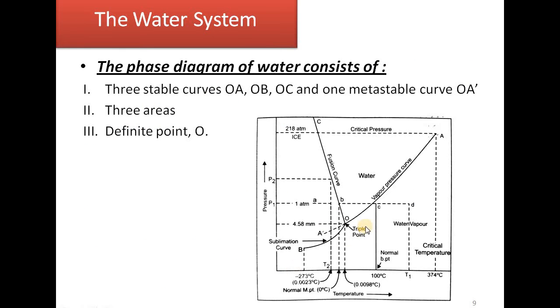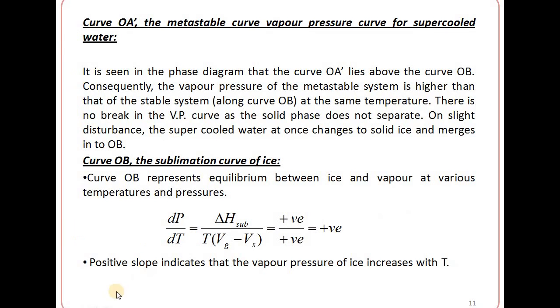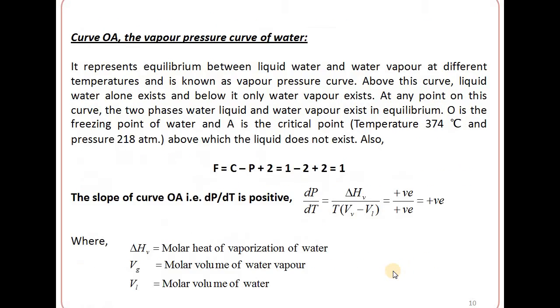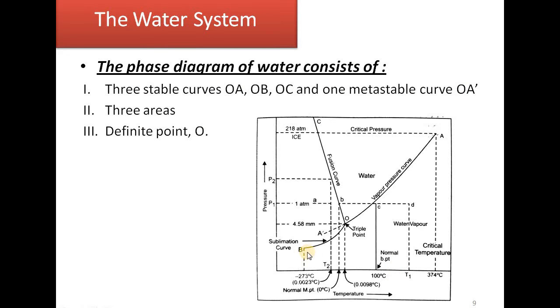So the OB curve is having a positive slope, as we can see from the figure. Like OA, it is also having a positive slope. Positive slope indicates that the vapor pressure of ice increases with temperature. Positive slope means the vapor pressure is increasing with temperature. As the temperature is increasing, pressure is also increasing in this curve.